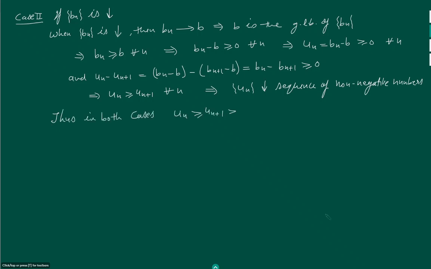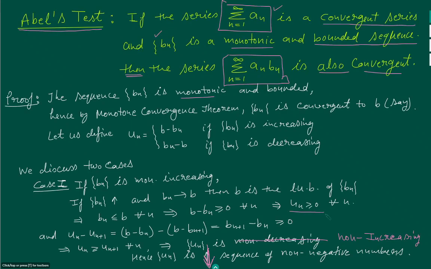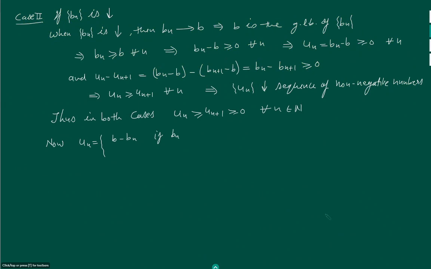So whether you have case 1 or case 2, in both these cases Un is a decreasing sequence of non-negative numbers.